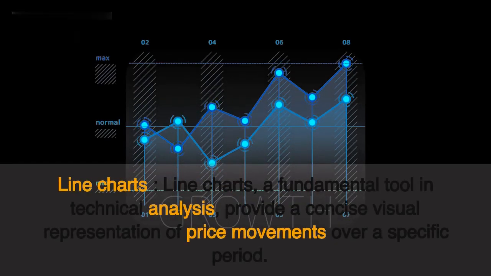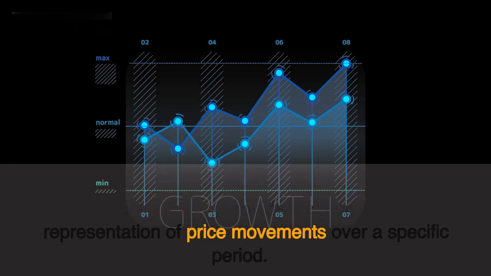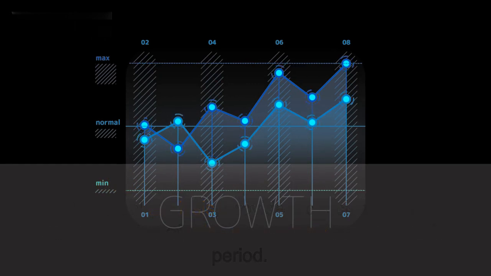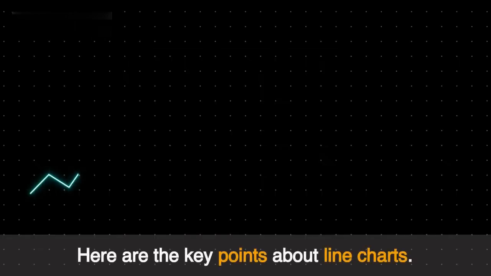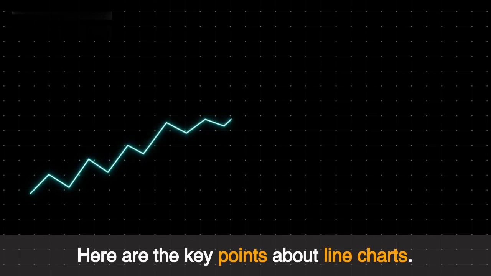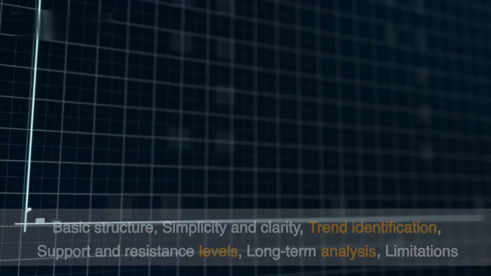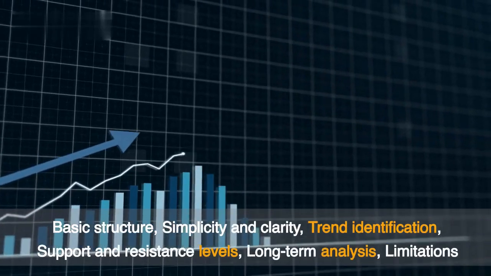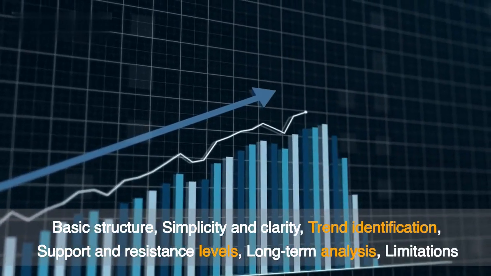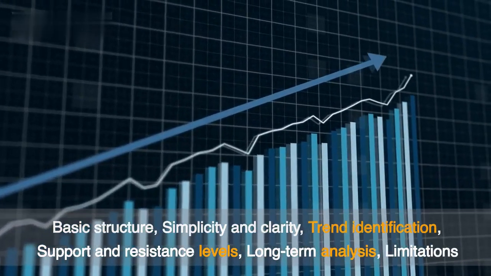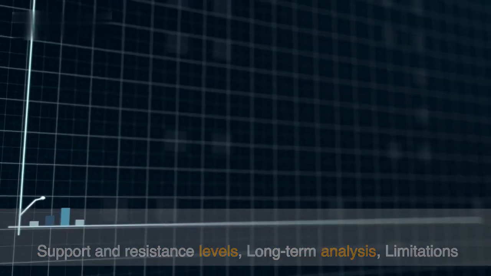Line charts. Line charts, a fundamental tool in technical analysis, provide a concise visual representation of price movements over a specific period. Here are the key points about line charts. Basic structure, simplicity and clarity, trend identification, support and resistance levels, long-term analysis, limitations.